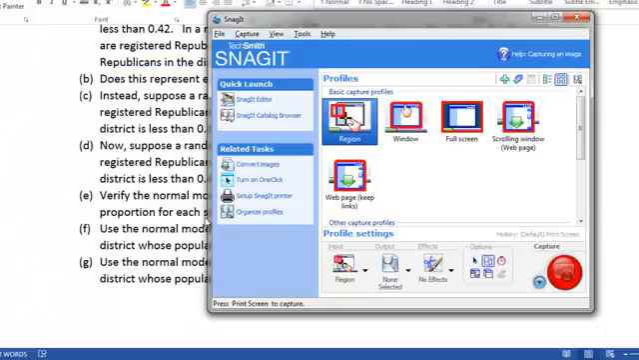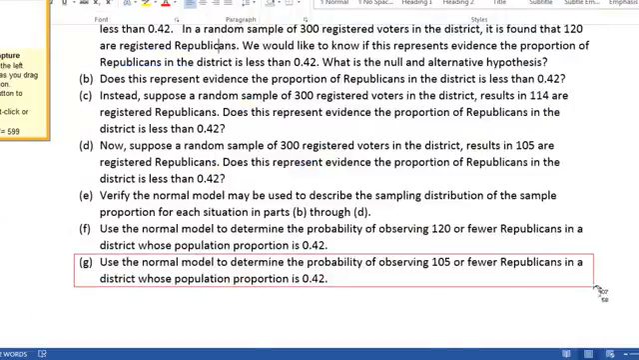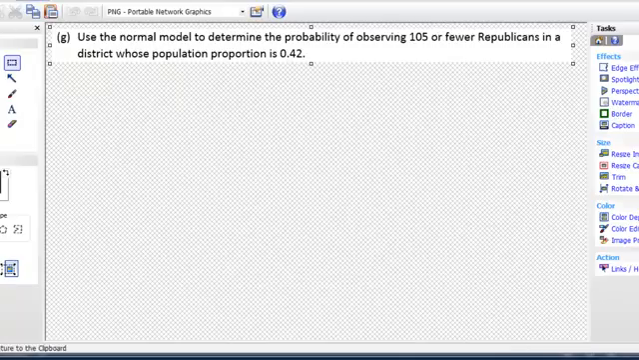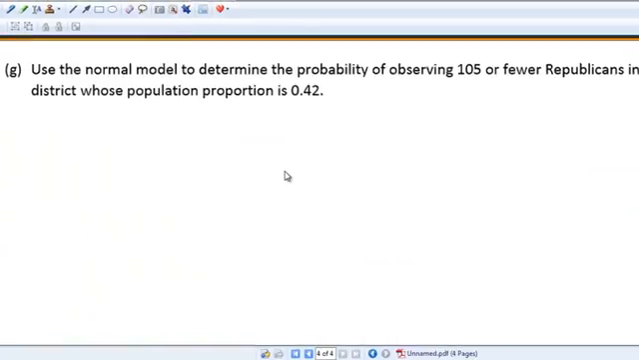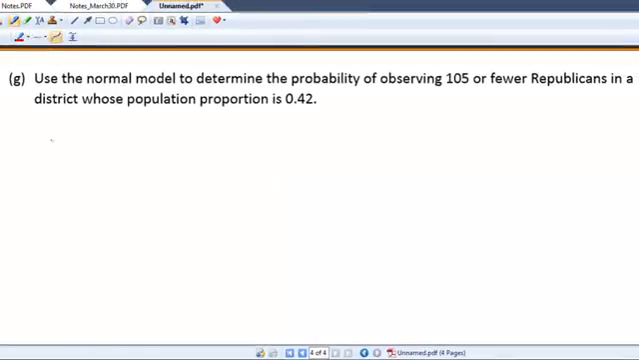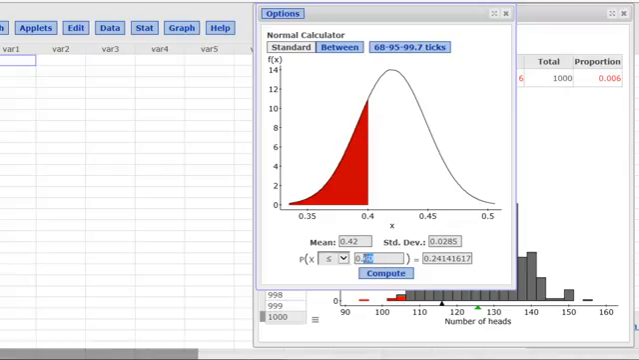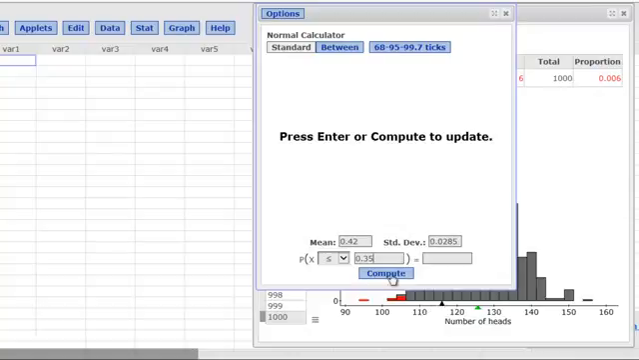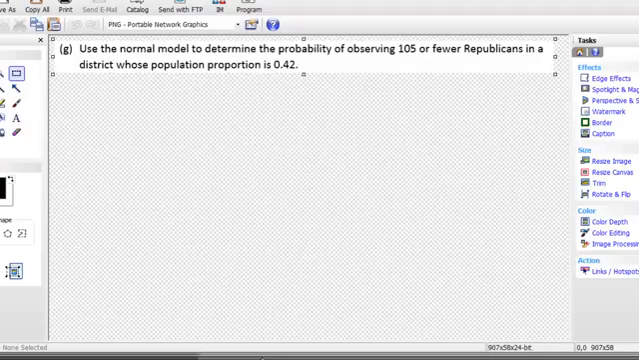Letter G is asking to use the normal model to determine the likelihood of getting 105 or fewer Republicans. So remember, 105, that's a p hat of what was it, 0.35? Is that the one? And so if I go back to StatCrunch, all I've got to do is change this to 0.35, click compute, and I get 0.007. You see that?